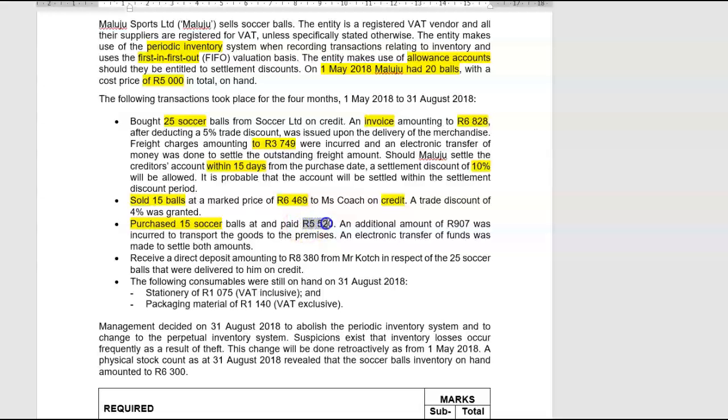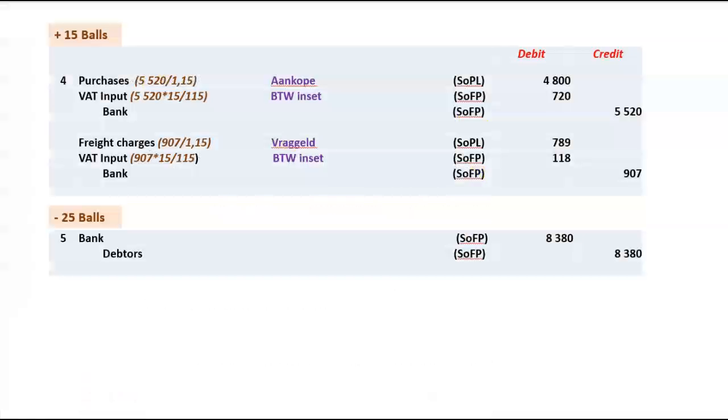paid 5520. If we've paid that amount, that will include VAT. An additional amount of 907 Rand was incurred to transport the cost to the premises. So that is the amount that we've paid or had to pay, so that is also a VAT inclusive amount. An electronic transfer of funds was made to settle both these amounts. So for those 15 balls, purchases once more, very important, will be the VAT exclusive amount, debit 4,800.